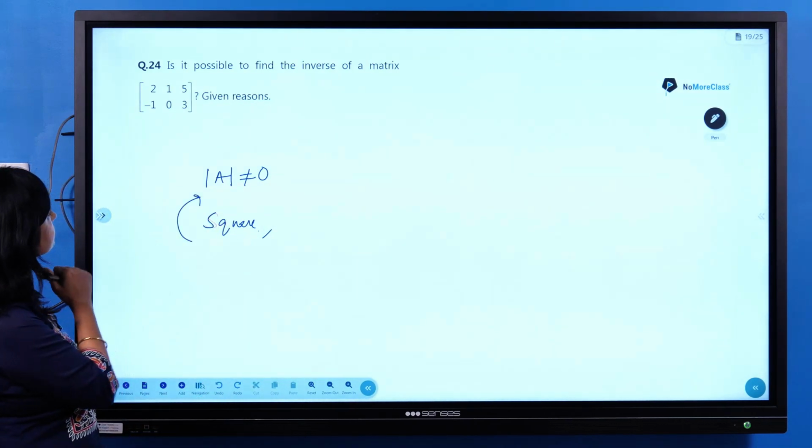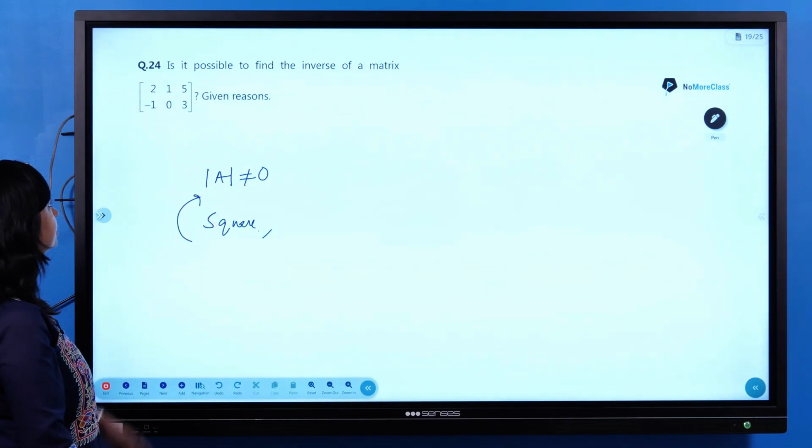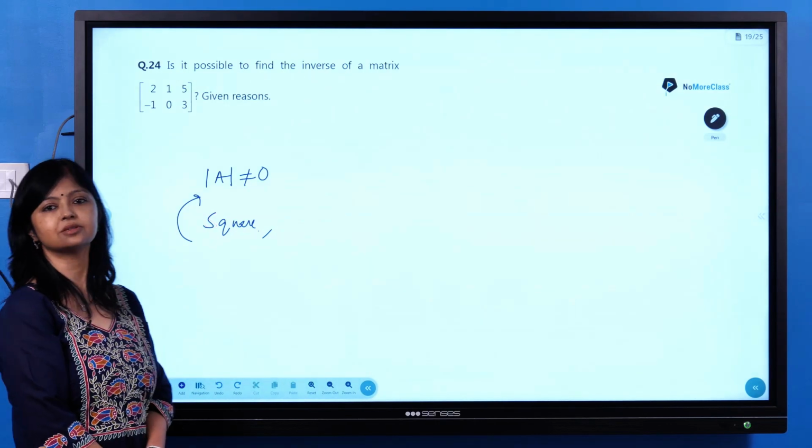So the given matrix is not a square matrix, meaning we cannot find the inverse of the matrix.